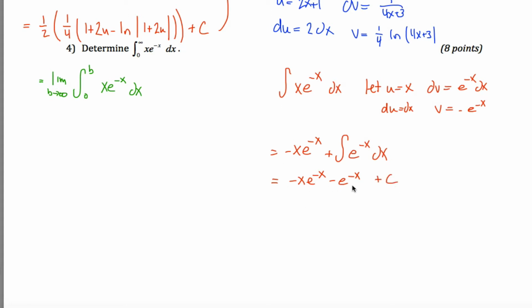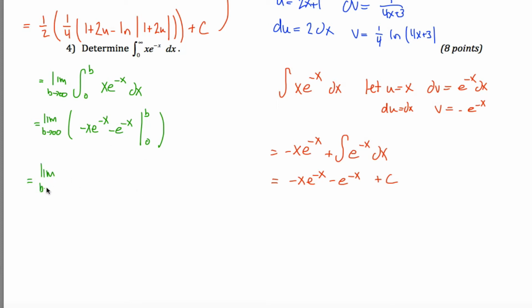And using that information, you can come back over here and say, okay, so really this is just the limit as b approaches infinity of this mess that I just figured out, negative x e to the negative x minus e to the negative x plus c, which I don't even need to write because I'm going to evaluate it from 0 to b. Something like that. Okay, so let's evaluate this thing.